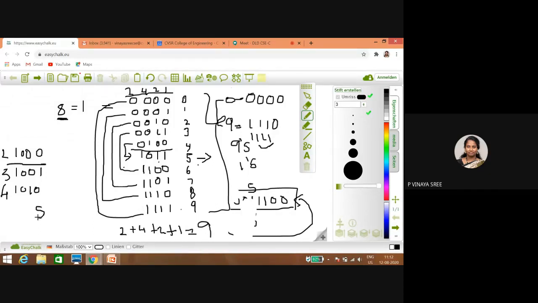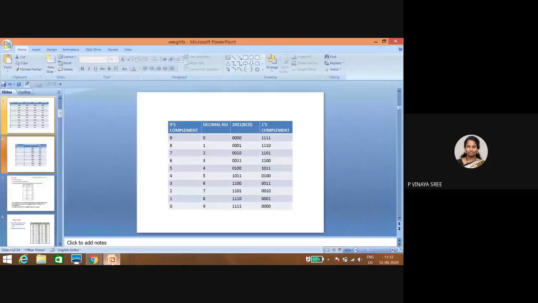Now, can anyone tell me, is 8421 a self complementing code? No, it is not. Can anyone tell me, is 3321 a self complementing code? Yes, it is a self complementing code. Okay. So if it is a self complementing code, then definitely it will be a reflective code also. Is it clear, everyone?